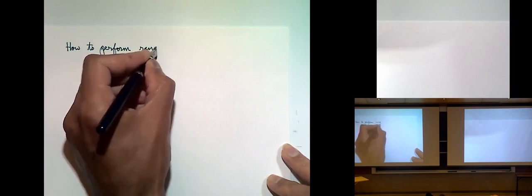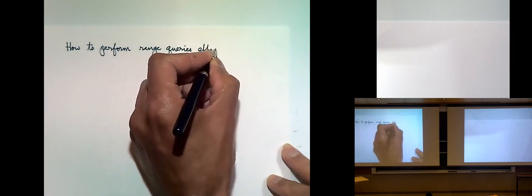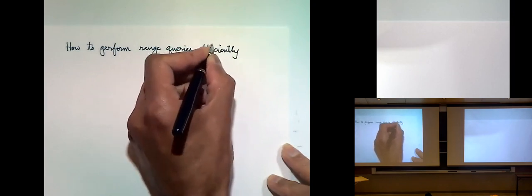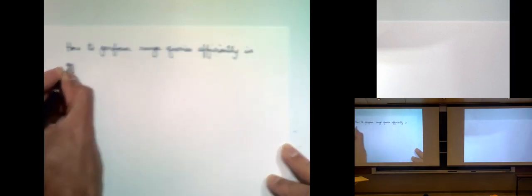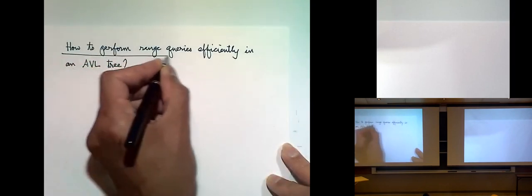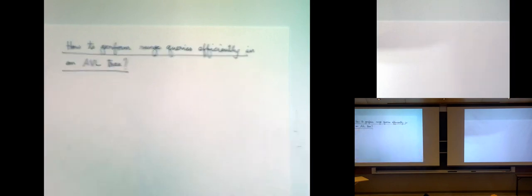How to perform range queries efficiently in an AVL tree, right? Once you get the AVL tree working, which is enough challenge, then you have to get this done. Coding-wise, this is not very difficult. It's not very long, but the logic is a little difficult to get.